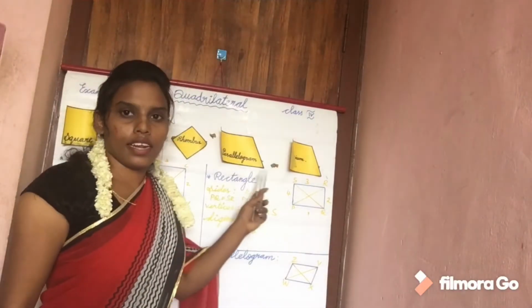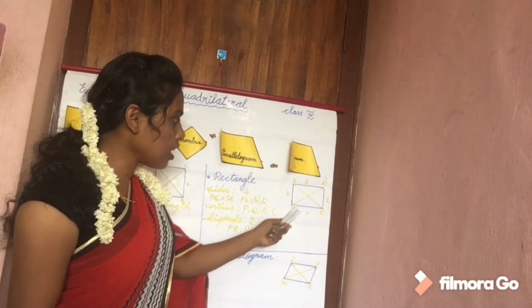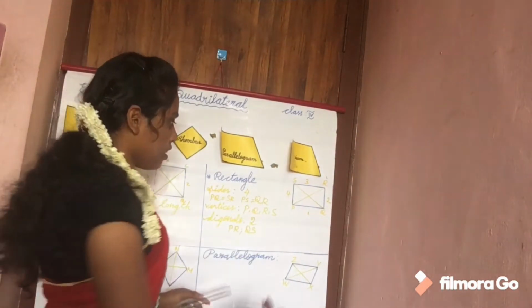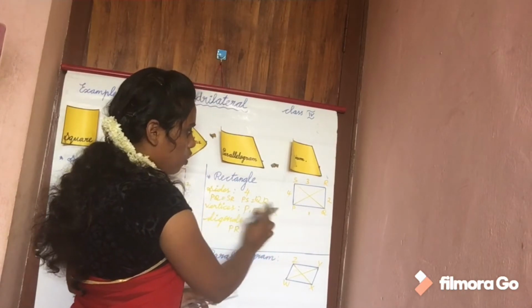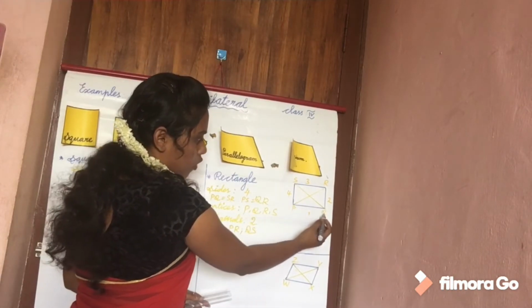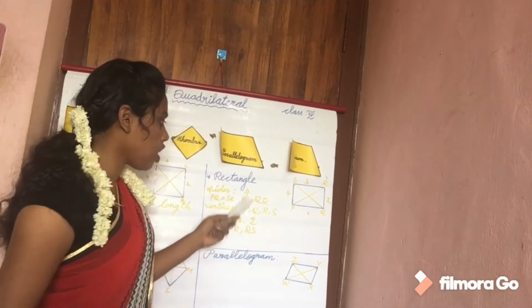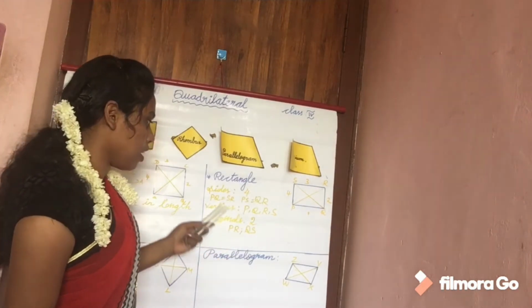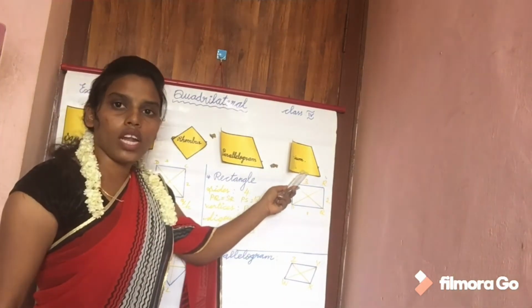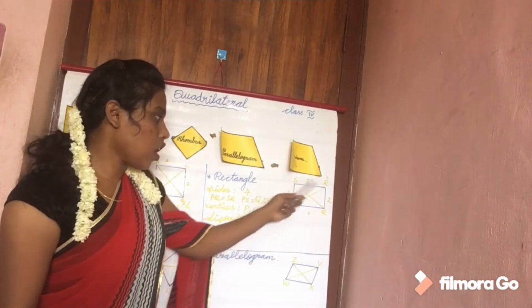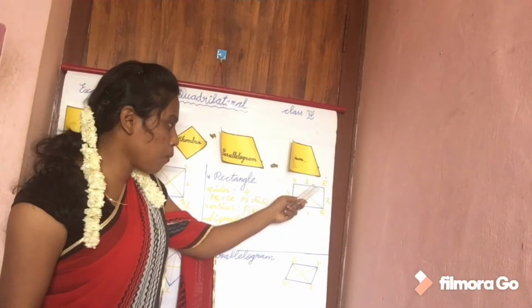Okay, now we'll see rectangle. See, in a rectangle how many sides are there, children? Four sides are there. What are they? PQ, QR, RS, SP. So in a rectangle how many sides are there? Four sides are there. But here, only opposite sides are equal. Not all the sides are equal, only opposite sides are equal. So PQ equals SR, PS equals QR.